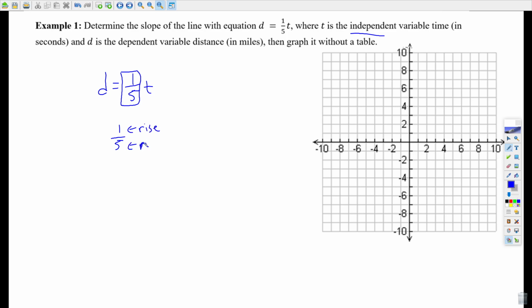So we're going to start at the center point, 0, 0. There's 0. And we're going to go up 1 and then run 5. 1, 2, 3, 4, 5. Up 1. Then we can go the opposite direction. Down 1 over 5. Like this. Down 1 over 5. And then connect them as best we can.